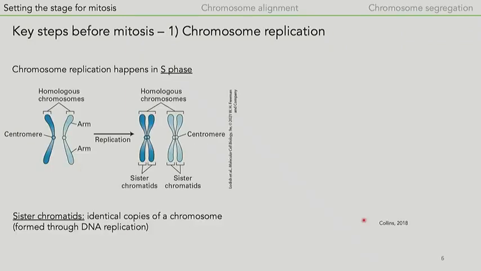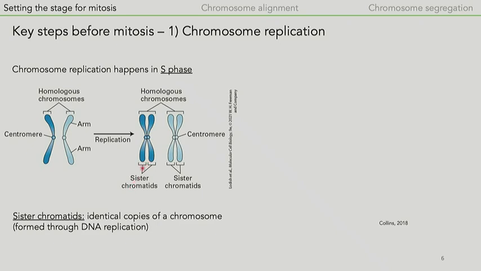So let's start by talking about where the cell is at before you enter M phase. As we talked about, during S phase, the DNA is going to be replicated. We have homologous chromosomes, right? Each of which is going to be duplicated. And then the terminology here is that each copy of this duplicated chromosome is called a chromatid.